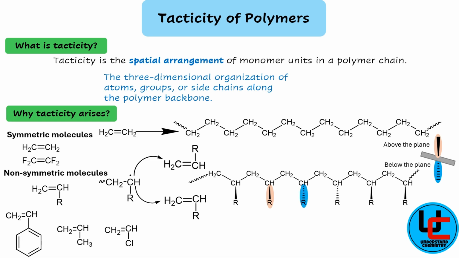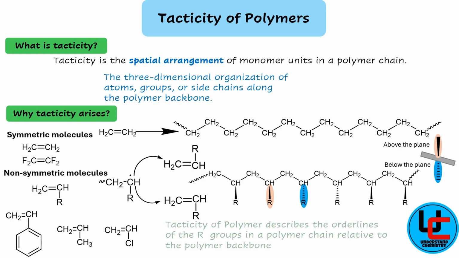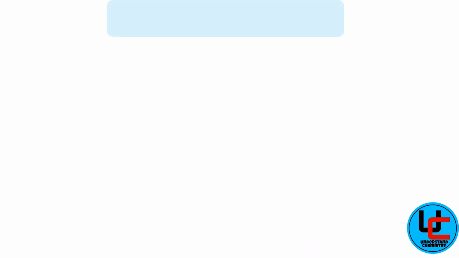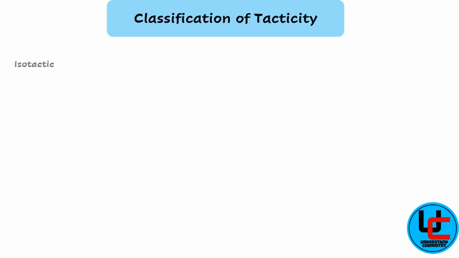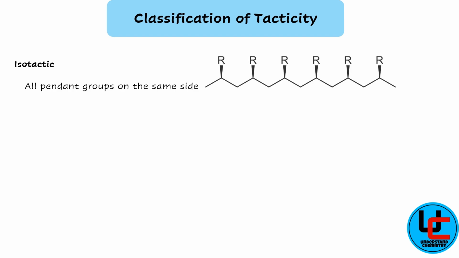So, the tacticity of a polymer describes the orderliness of the R group in a polymer chain relative to the polymer backbone. Based on the arrangement of side groups, polymers can be classified into three main types. Isotactic polymers. In these polymers, all the side groups are arranged on the same side of the polymer chain. Either all side groups are above or all side groups are below the plane. This regular arrangement often leads to high crystallinity and strength.